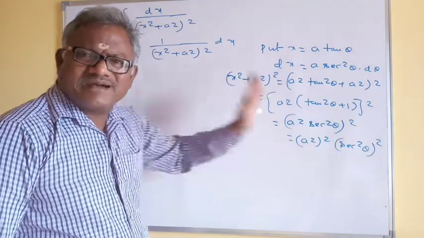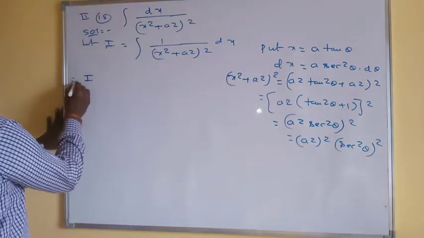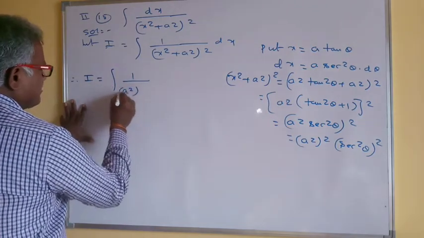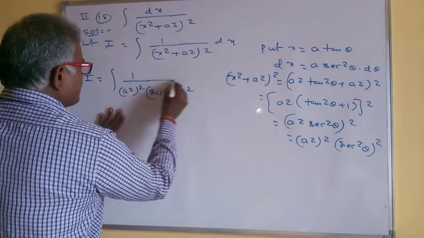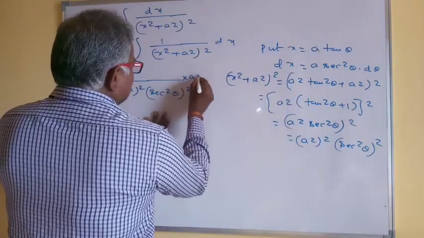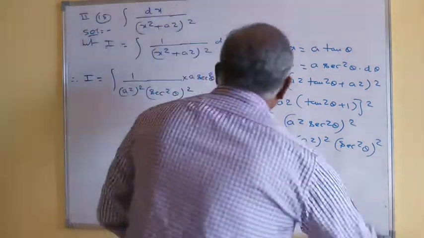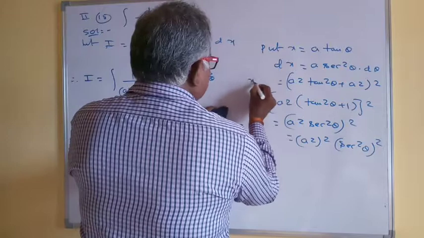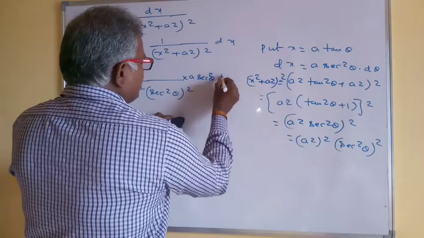No need to simplify further because the calculation is there. Therefore I equals 1 by a square whole square into secant square theta whole square, into dx. Here dx means a secant square theta d theta. I just have to adjust it like this: x square plus a square whole square, and secant square theta d theta.